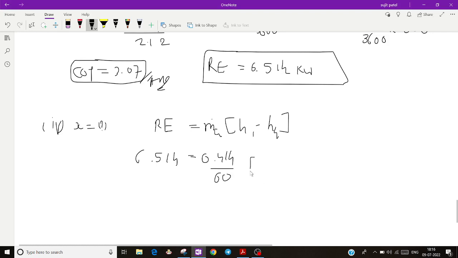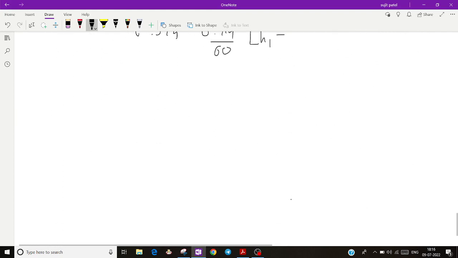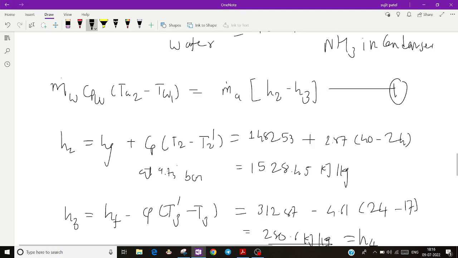And H1 we have to find out. We don't have H1, but H4 we have, because here we have found H3 is equal to H4, 280.6 kilojoule per kg. So when you simplify, you will get H1, the enthalpy at point 1, equal to 1224.65 kilojoule per kg. Now H1 is the enthalpy at the evaporator exit.